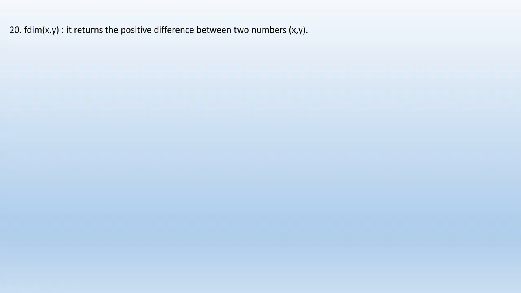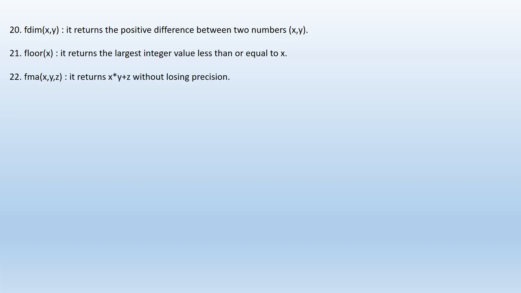The fdim function. It returns the positive difference between two numbers x and y. The floor function. It returns the largest integer value less than or equal to x. The fused multiply add function. It computes the fused multiply and add operation in a single step with only one final rounding.